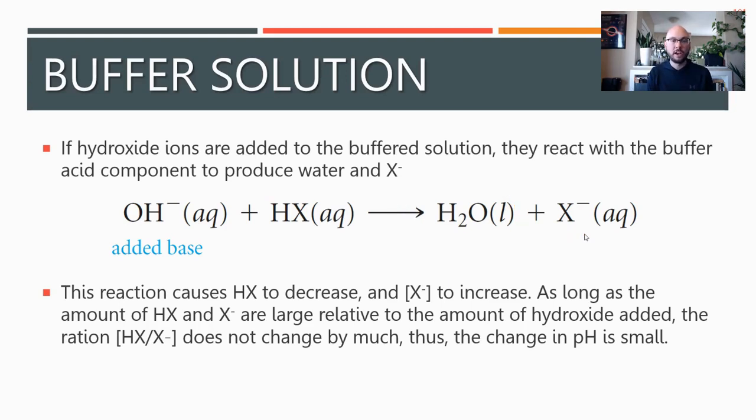So if hydroxide ions are added to a buffered solution, they react with the buffer acid component to produce water and X minus. This reaction causes the concentration of HX to decrease and the concentration of X minus to increase. As long as the amount of HX and X minus are large relative to the amount of hydroxide added, then the pH doesn't change by very much.